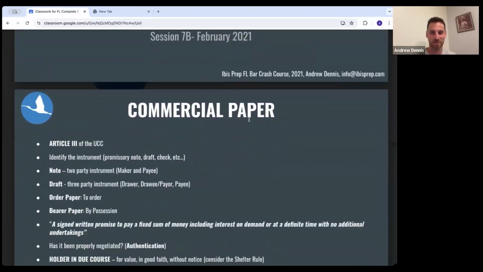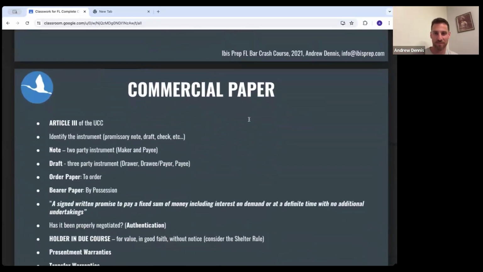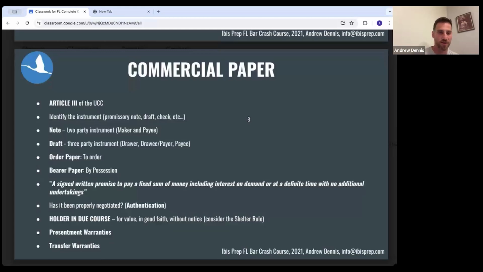All right, let's start with commercial paper. This is everyone's favorite subject, right? So what is commercial paper? Commercial paper is a negotiable instrument. So it's not cash, it's not securities, it's not a stock or a bond. It's an IOU, a promissory note, a check. It's a medium of exchange for money.